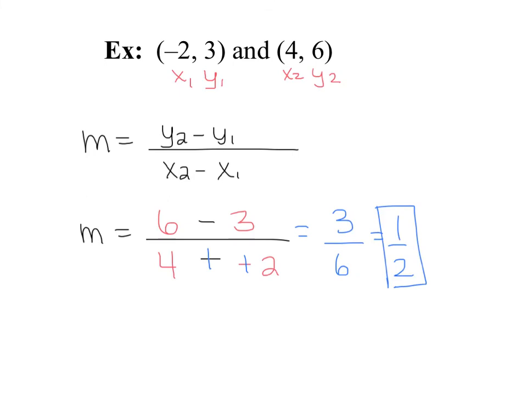So in this first example, after writing the formula, labeling my ordered pairs, you end up with 6 minus 3, which is just 3, over 4 minus negative 2, which becomes plus positive, which is 6, and that reduces to 1/2.